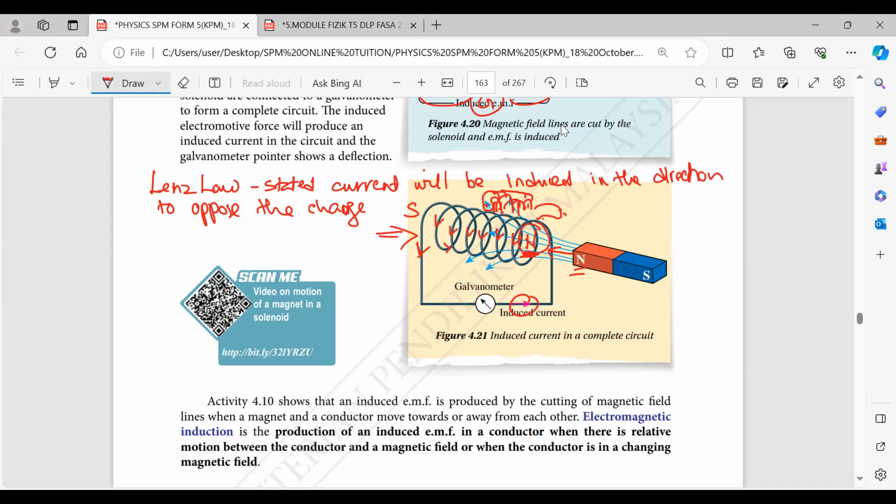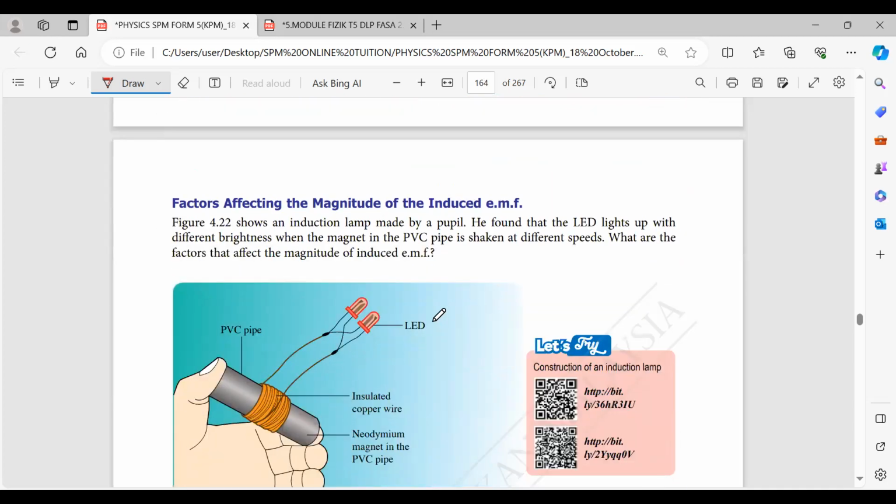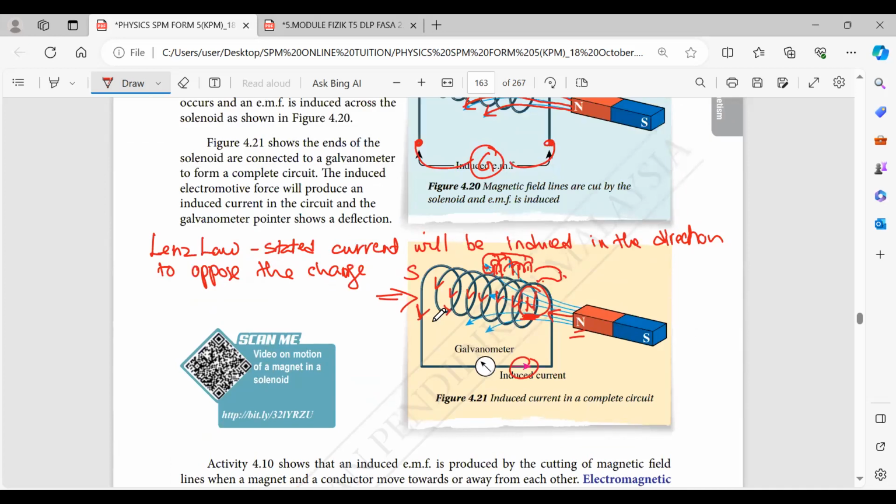Only the galvanometer deflects in the opposite direction. I don't know why. The galvanometer should deflect in the direction where the current is flowing. So we will notice that the galvanometer will be deflected to the right. Understand, students? Sharmila? So this is when I'm trying to push the magnet in.